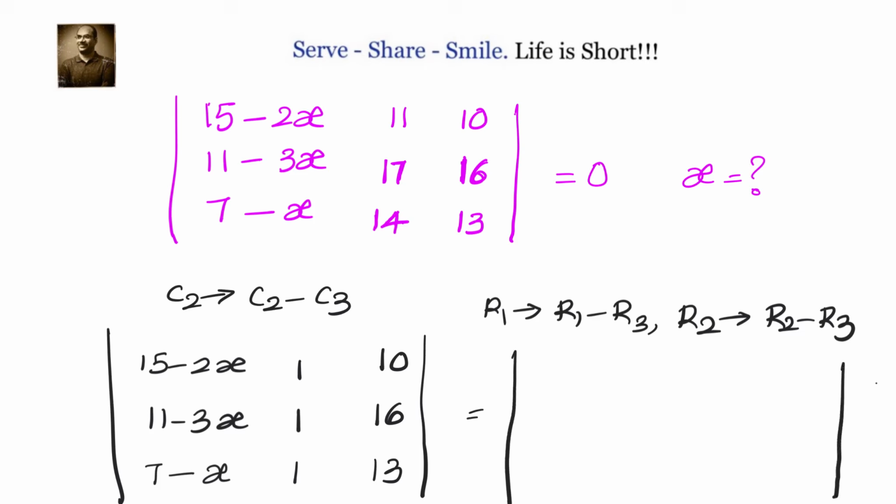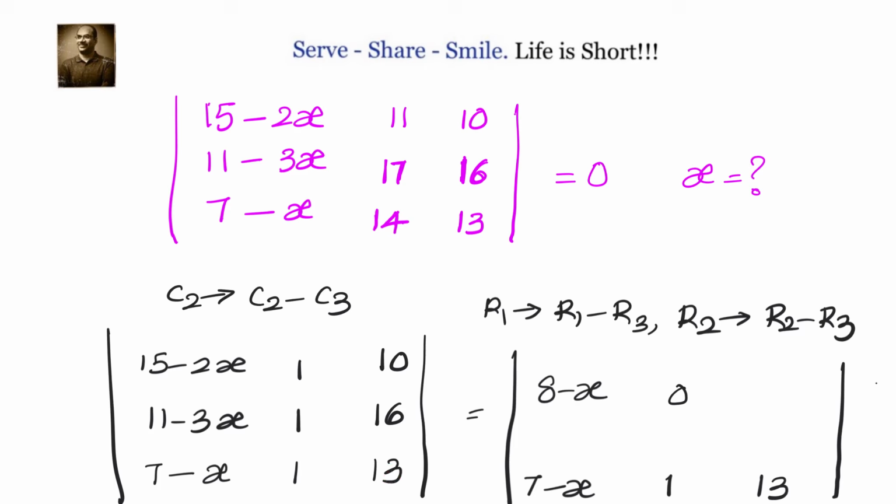After that we will write down R1. R1 is assigned R1 minus R3. R1 minus R3 means from the first row first element minus the third row first element. That is 15 minus 2x minus of 7 minus x, which is 15 minus 7, 8, minus 2x plus x is minus x. So it will be 8 minus x. Next will be 1 minus 1, 0. After that 10 minus 13 will be minus 3.